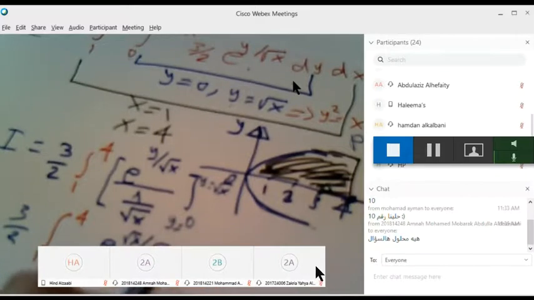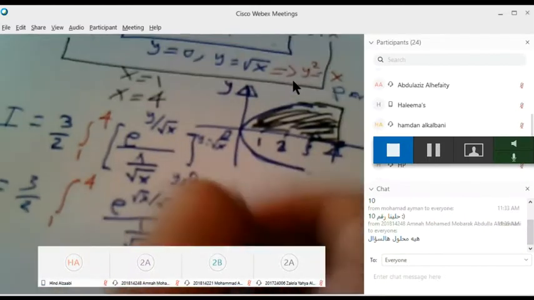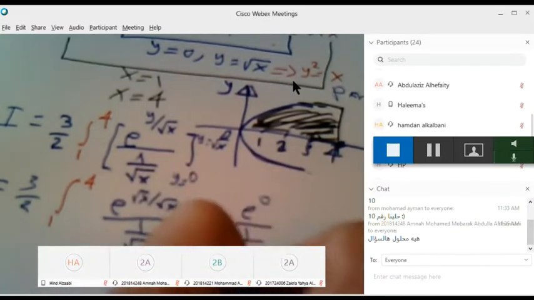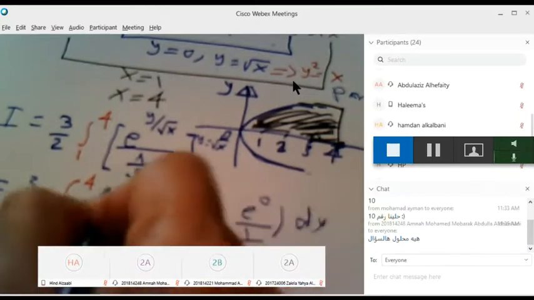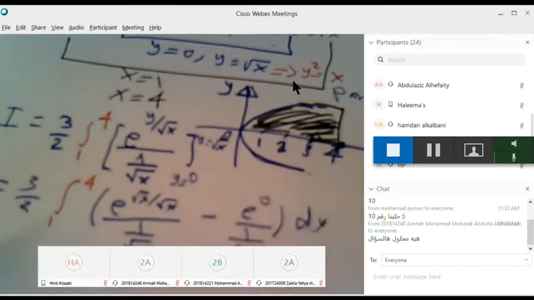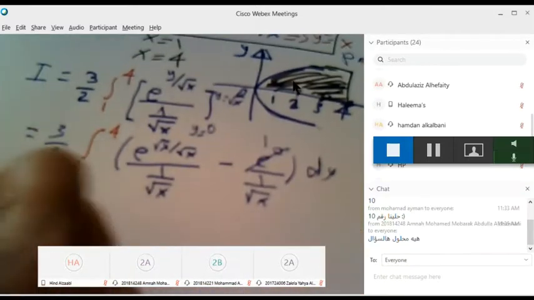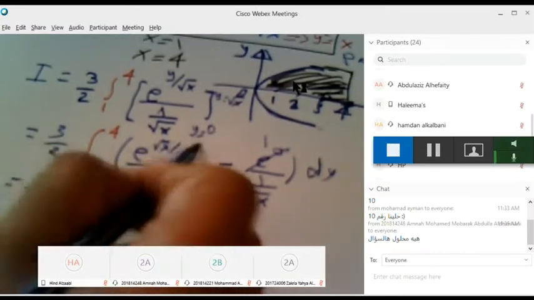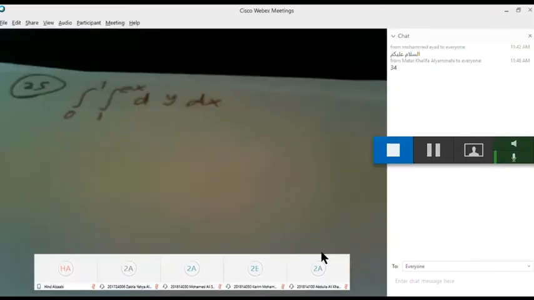Okay, again. This is our integration. Root square x over root square x in the exponential function over here will be 1. I'm just substituting by this one. Now let's go for 25.